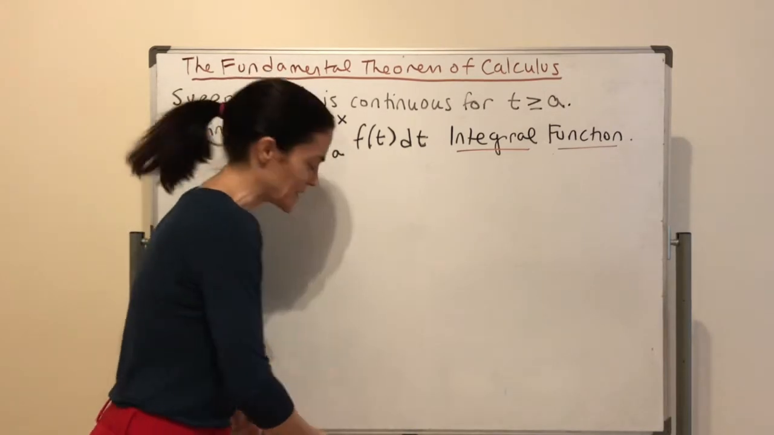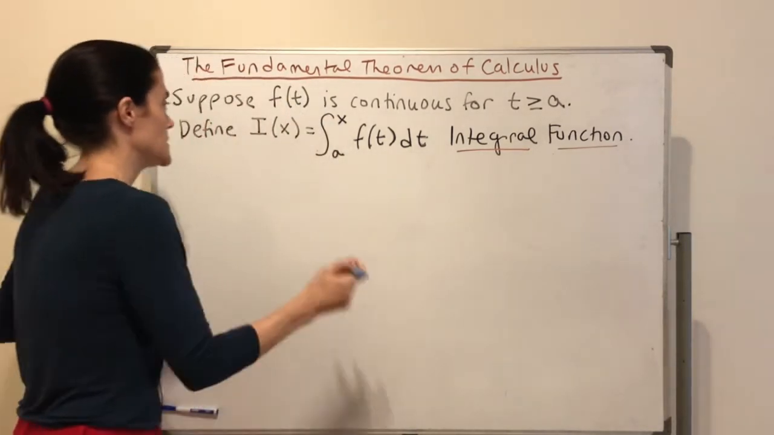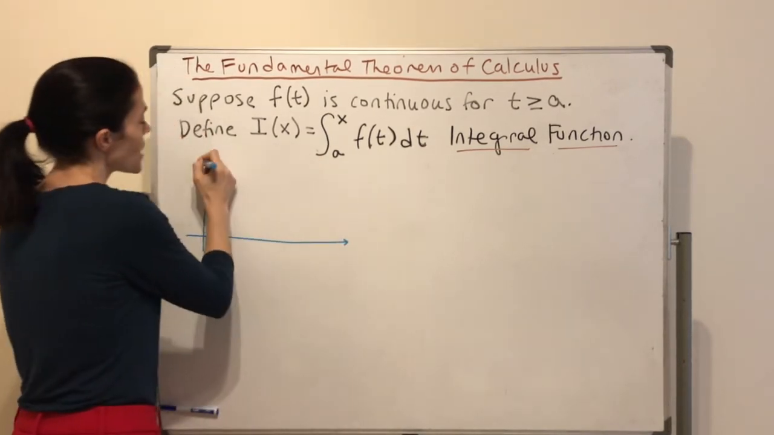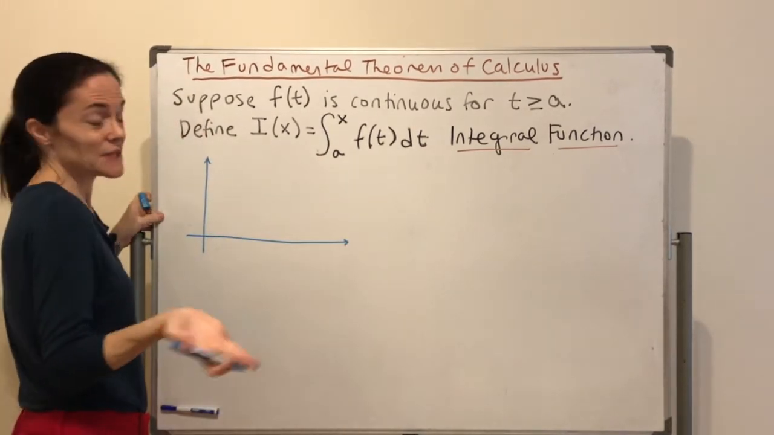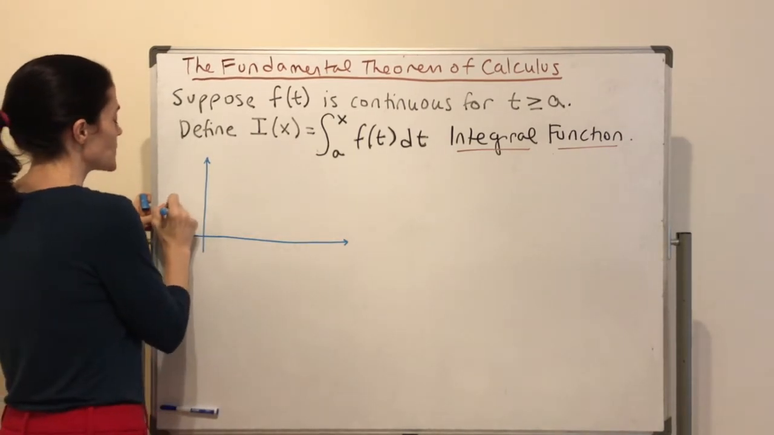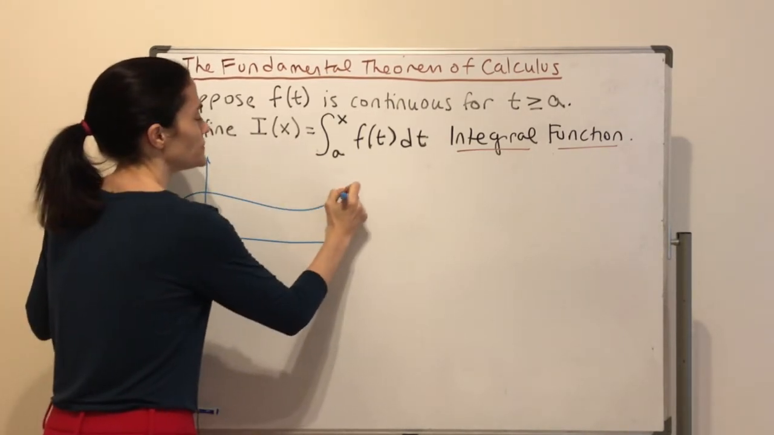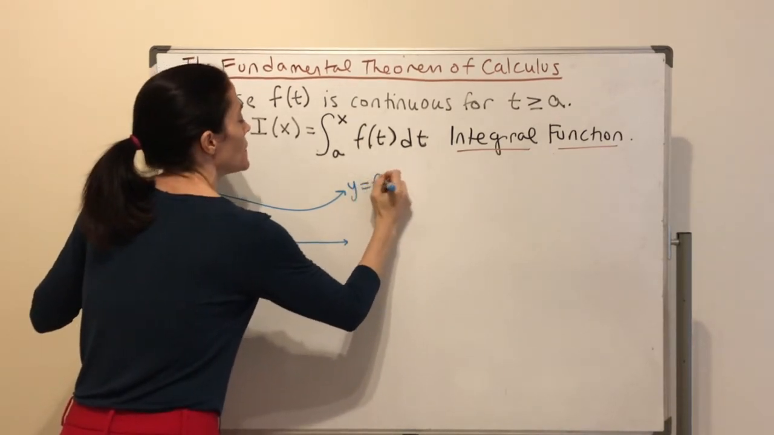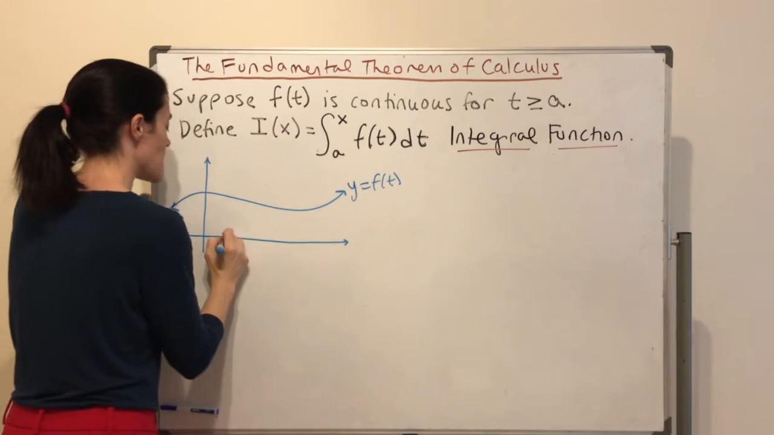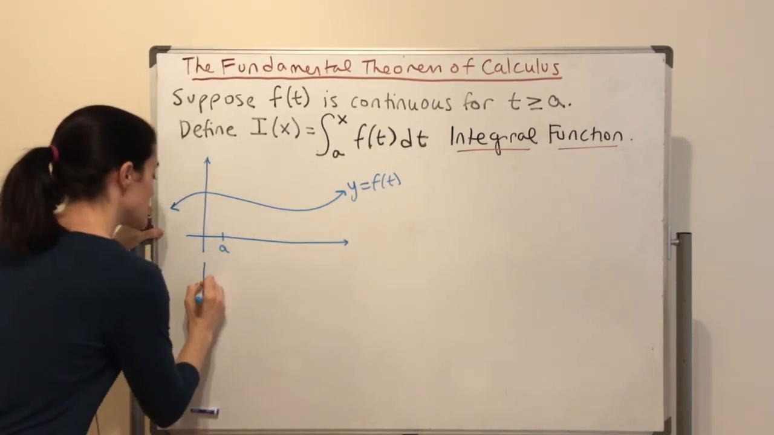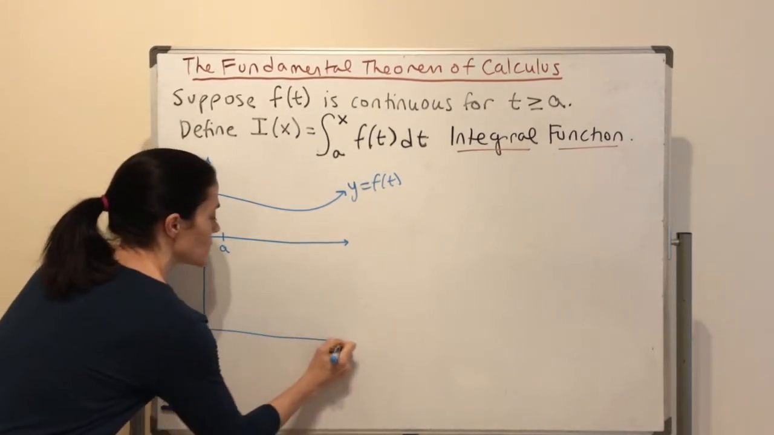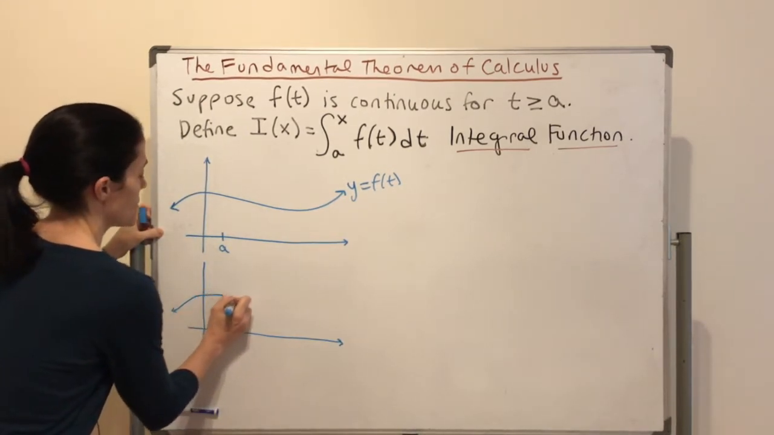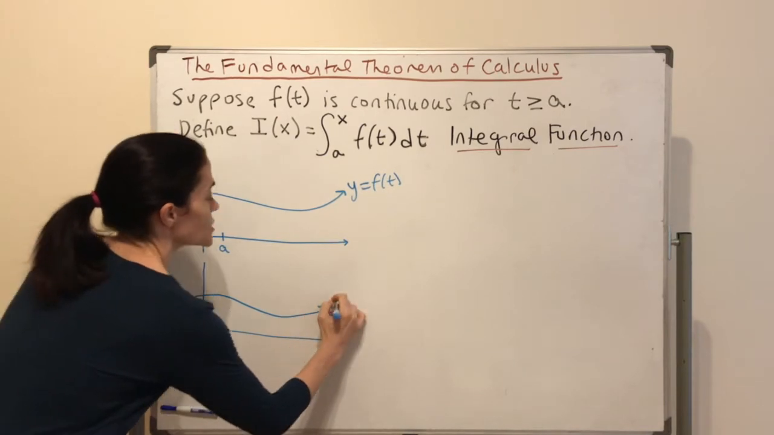Now this is something that we should use a picture to see. So I have a continuous function. I will draw a non-negative function just for visualization purposes. So we have some function here. Y is f of t. And then we have some a. And I'm going to draw it a second time, and we will see why in a moment.